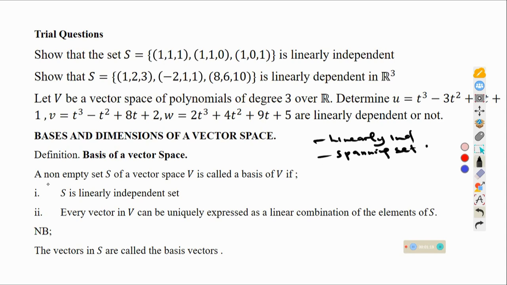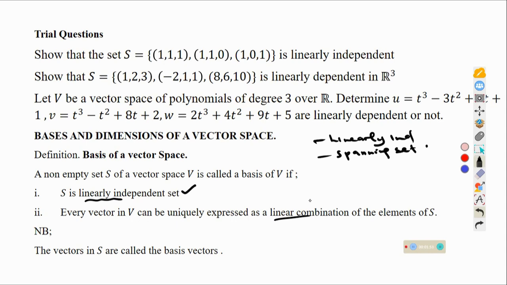So let us look at the definition. If we have a non-empty set S of a given vector space V, we shall be able to call this set S a basis of V if it satisfies two conditions. The first one, that S must be a linearly independent set and every vector in V can be uniquely expressed as a linear combination of elements of S.